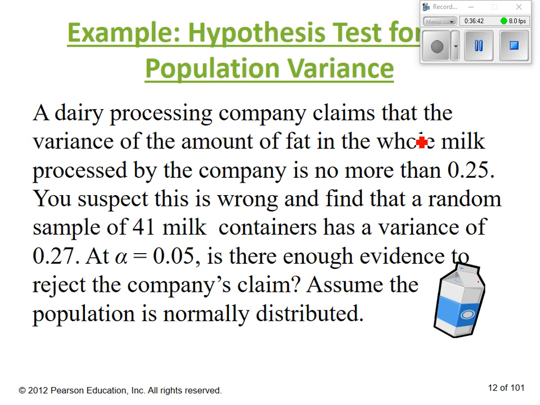What's our alternative going to be? Variance is greater than 0.25. And what I always forget: the claim. Make sure you mark which one's the claim. That one's the claim. So that's 3 points.